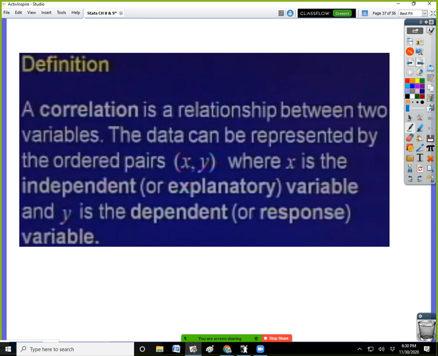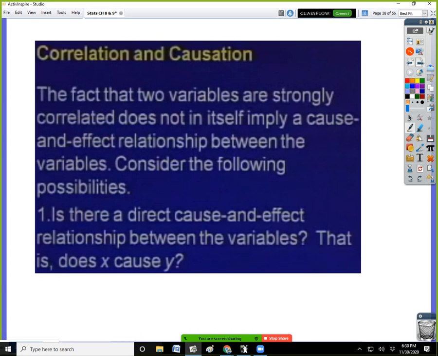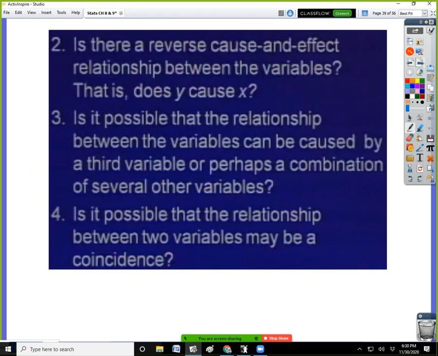All right. Okay. So let's run this down here. There's a lot of verbiage here, but the actual doing it is really easy. So a correlation is a relationship between any two variables. The data can be represented by ordered pairs, x, y, where x is the independent variable and y is the dependent variable. Okay? Obviously. Now, the fact that two variables are strongly correlated does not in itself imply a cause and effect relationship. Okay, consider the following. Is there a direct cause and effect relationship between the variables? That is, does x cause y? Is there a reverse cause and effect? Okay, that is, does y cause x?